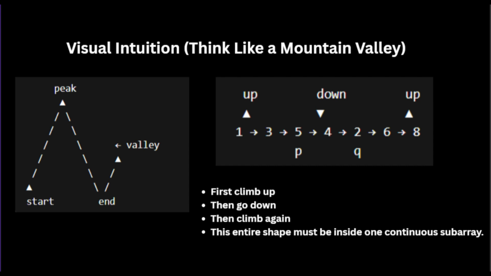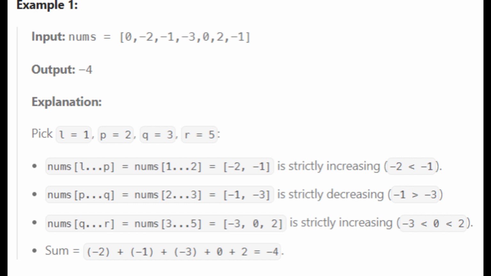While scanning the array, you are essentially looking for this exact shape inside a continuous window and then adding up all the values inside that window. Among all such up, down, up shapes, you choose the one whose total sum is the largest. Let's understand this example step by visualizing the shape inside the array. In the first example, the array is 0, -2, -1, -3, 0, 2, -1.